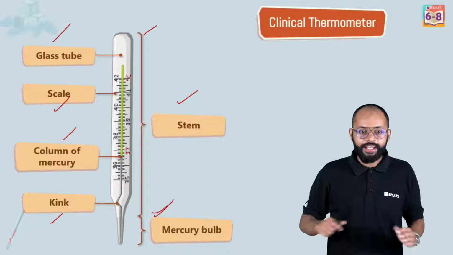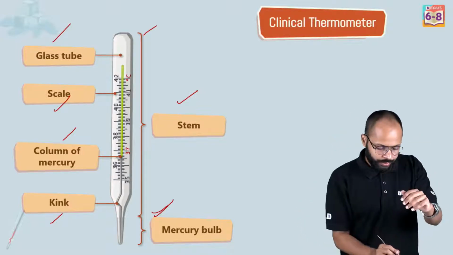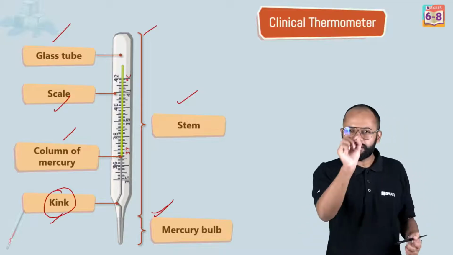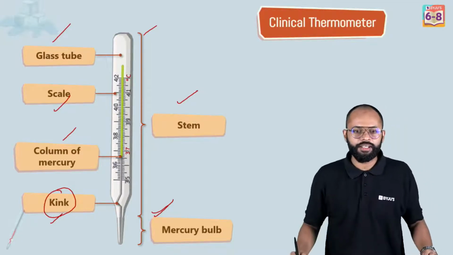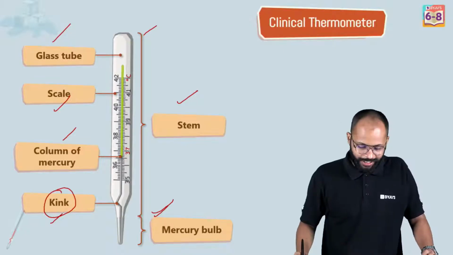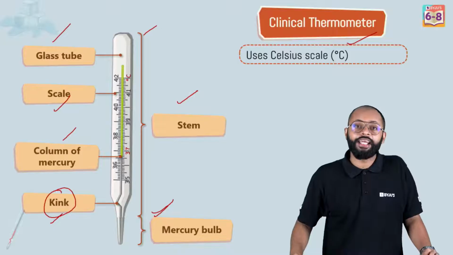So, understand, here I think every word is simple, only this word kink is there. Kink means a sharp bend, right? A kink is what we call it, right? Yes, fine. So, it uses the Celsius scale.